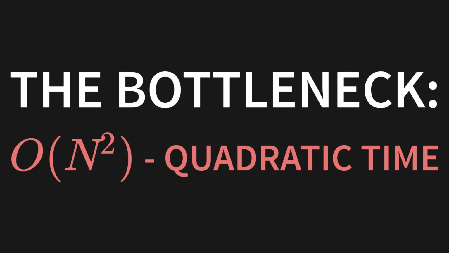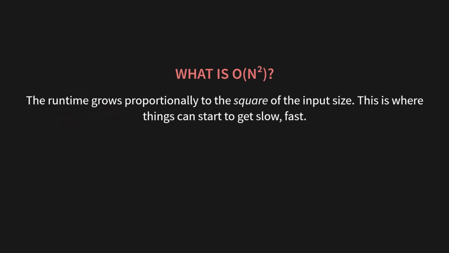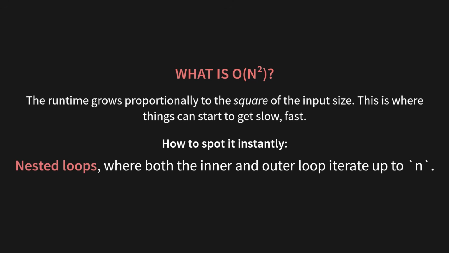And now, the bottleneck, O of n squared, quadratic time. What is O of n squared? Here, the runtime grows proportionally to the square of the input size. This is where things can start to get slow. Fast. And how do you spot it instantly? It's almost always nested loops, where both the inner and the outer loop iterate up to n.